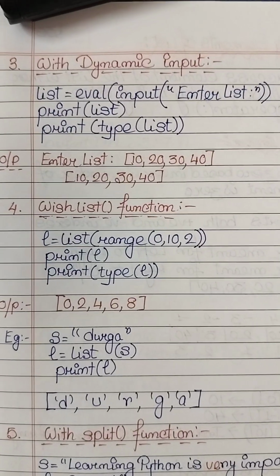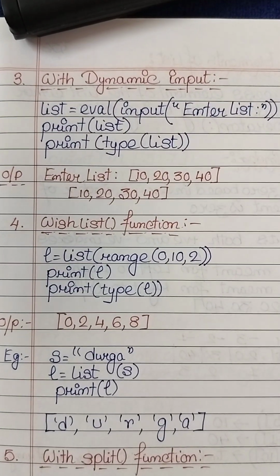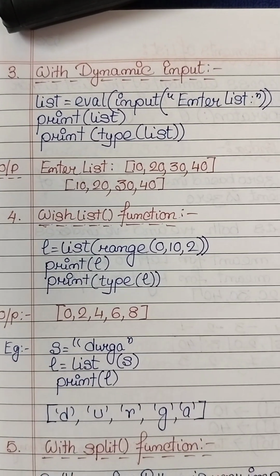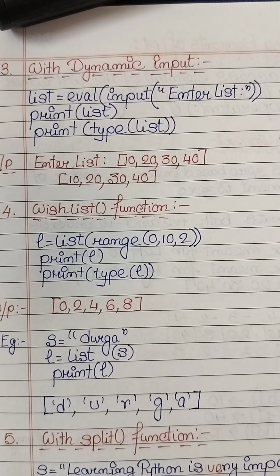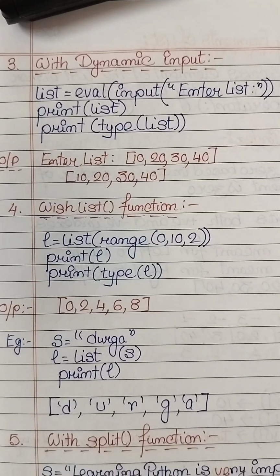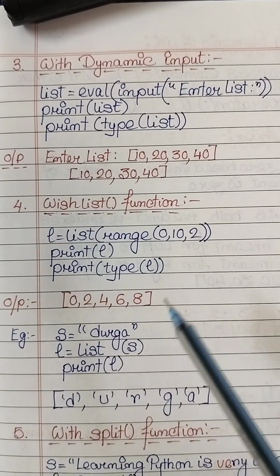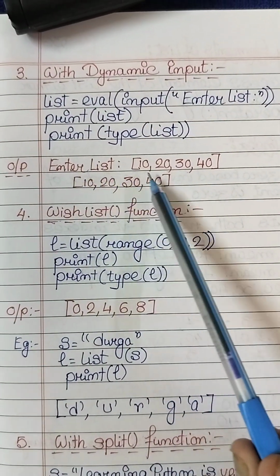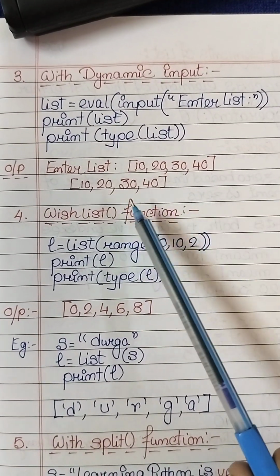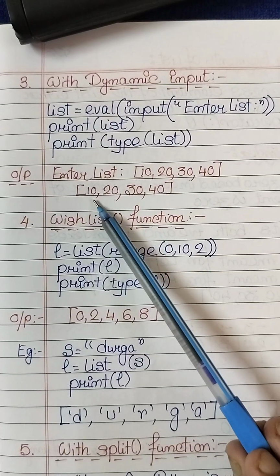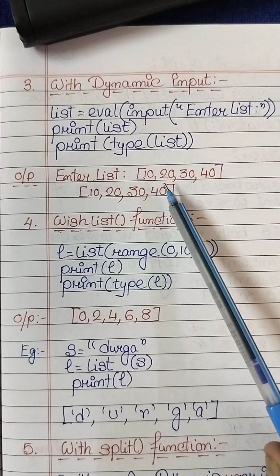Good. The next is dynamic input. Use list with eval, where eval means evaluate: input, enter list, print list, print type of list. What will be the output? Enter list, suppose 10, 20, 30 and 40, and the list will be printed as 10, 20, 30 and 40.